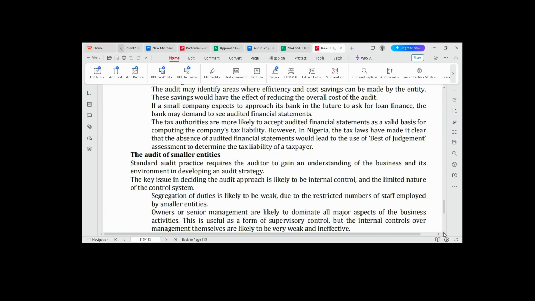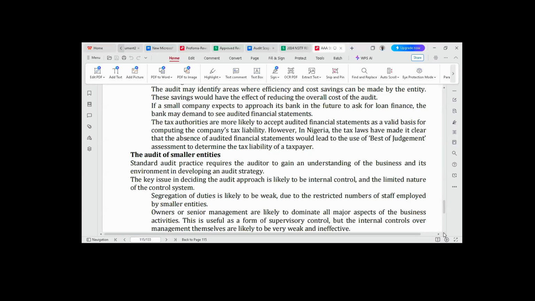All right? Why are you making use of the substantive testing audit approach? Because you know very much that the internal control in some of those smaller entities is usually what? Weak. Because one person might be involved in so many things, and that means that there is no segregation of duty, and that can lead to what? Fraud or error.